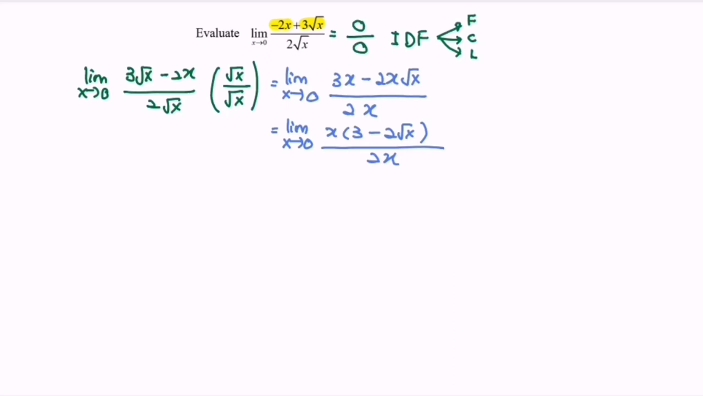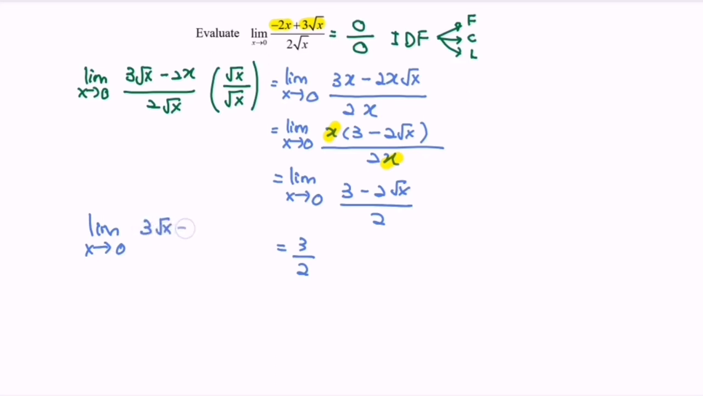Notice that we have common terms, so we can simplify. Rewrite the situation. The limit when x approaches 0, we will have (3 - 2√x)/2. Kindly substitute the 0, and we notice that we will have 3 over 2. So the limit when x approaches 0 for the function (3√x - 2x)/(2√x), the value of y will be approaching 3/2.